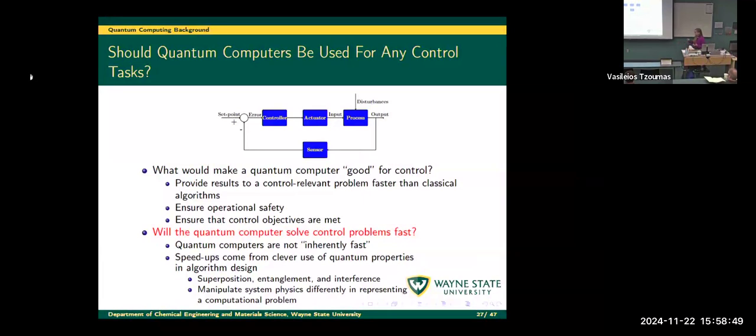So one of the first questions we need to address is, does this first thing always happen? So are quantum computers always solving problems fast so that they will just provide results to any problem we want in control faster? And the answer is actually no. So quantum computers are not inherently fast. The cases where you get speedups are if you are very clever in your algorithm design. And so you have to use the quantum properties in the algorithm design. And these are things like superposition, entanglement, and interference.